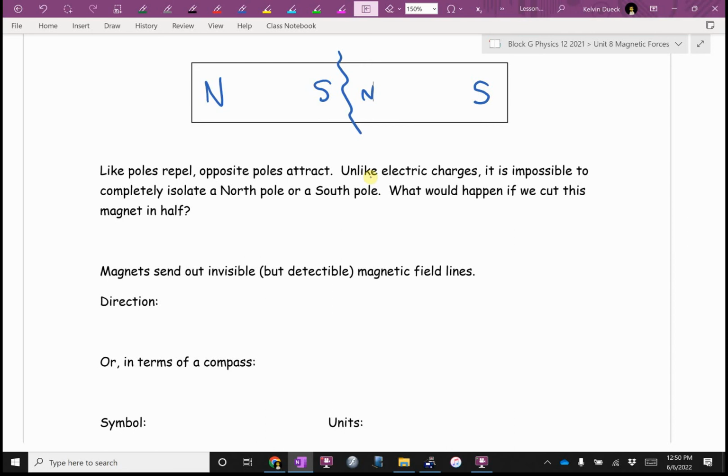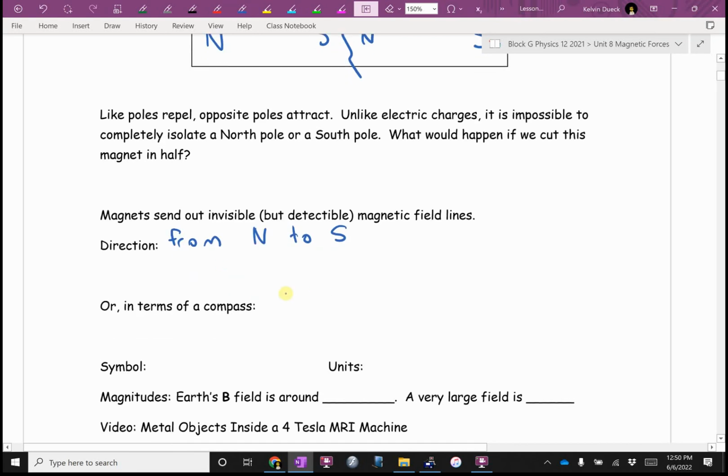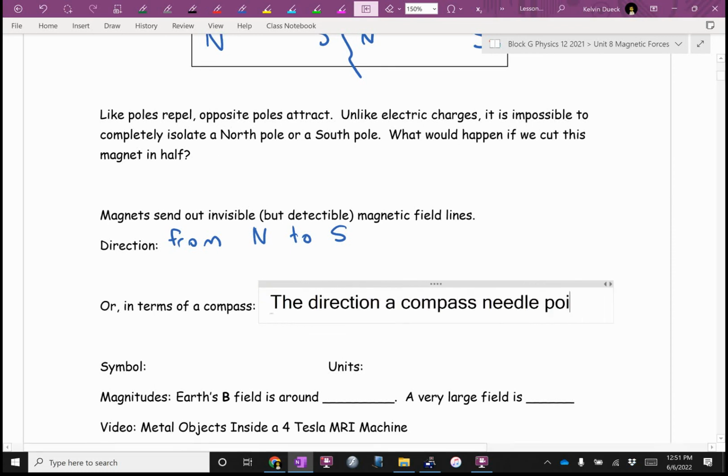And in the same way for electric field, we had to define the direction. Gravitational field, we didn't, because stuff always falls down toward the center. Electric field, like charges repel, and so we had to define the direction of electric field. It was which way a positive would want to move if it could. We're going to have to define a direction for magnetic field, and here's what we decided. What's the direction? From north to south. Or, in terms of a compass, the kind that you navigate with, the direction a compass needle points.